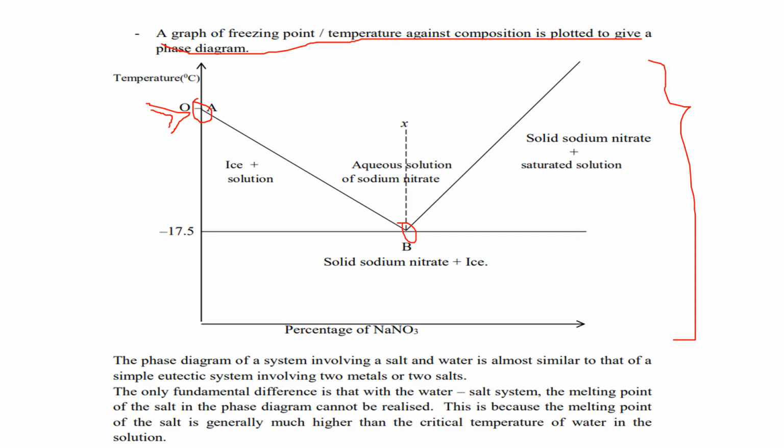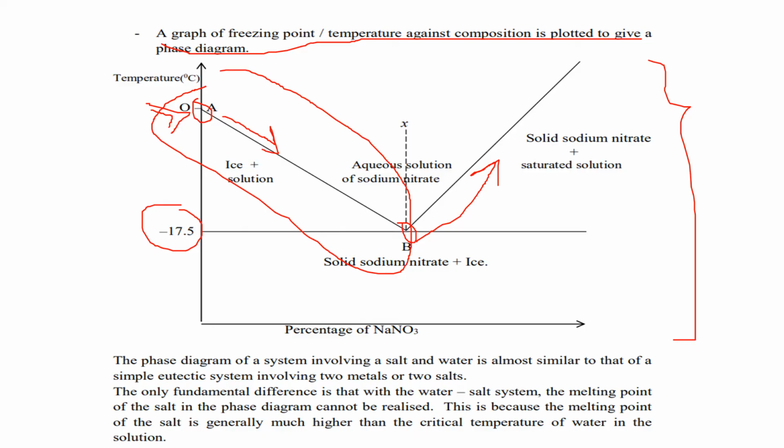Point B is the eutectic point, which gives us the eutectic temperature for the solution. Now the explanation of this graph remains the same, so I'm not going to waste time on this part because it's the same as the previous explanation. However, this one makes some sense, so we are going to be talking about this one.